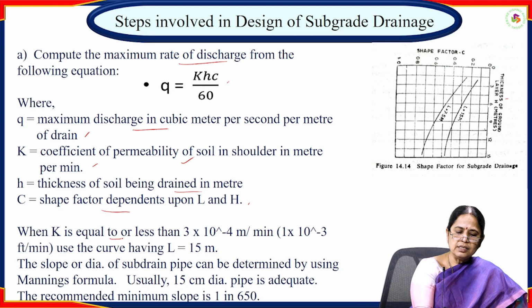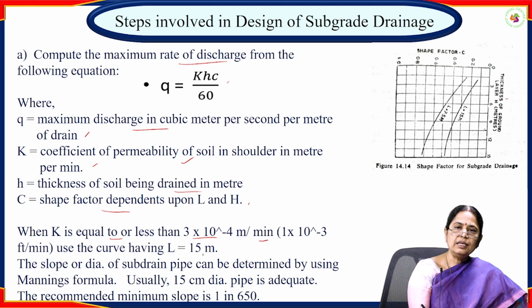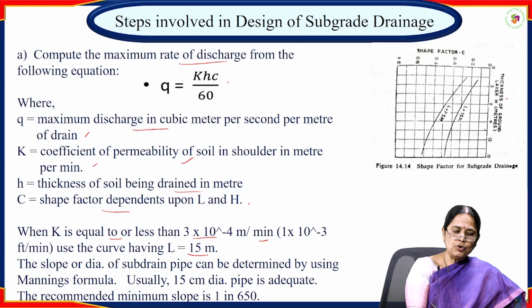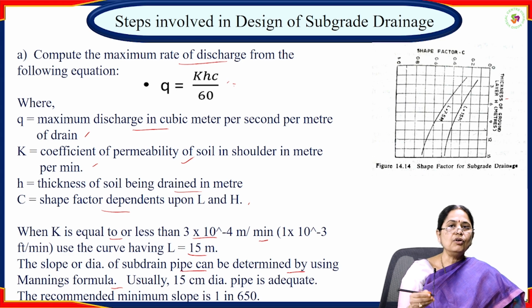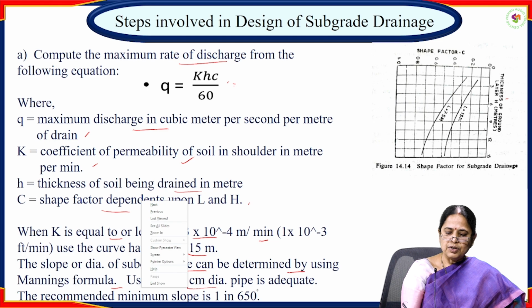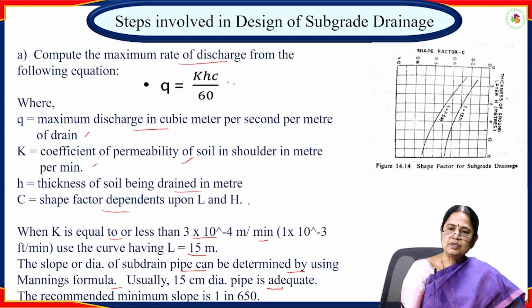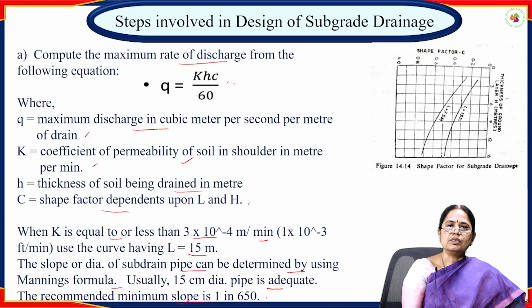So, when K is equal to or less than 3 into 10 to the power of minus 4 meter per minute, then use the curve having L equal to 15 meters. The slope or diameter of the sub-drainage pipe can be determined by using Manning's formula. Then you can equate with Manning's formula and find out the diameter or slope from the equation. Usually, a 15 centimeter diameter pipe is adequate for subsurface subgrade drainage. The recommended minimum slope is 1 in 650.